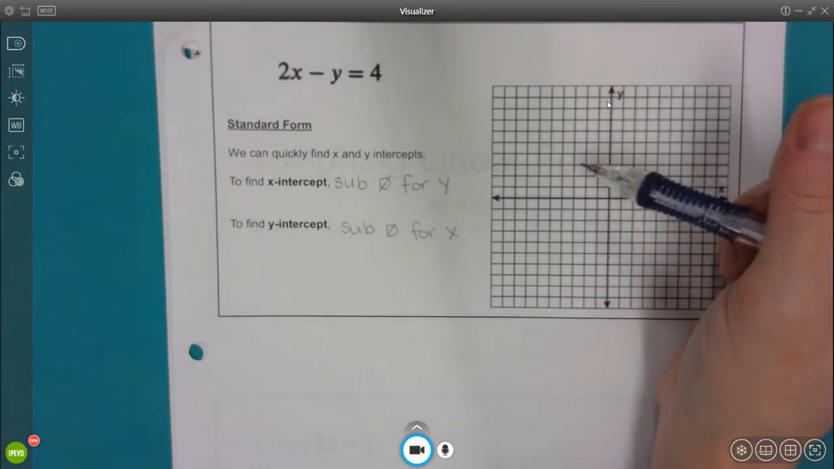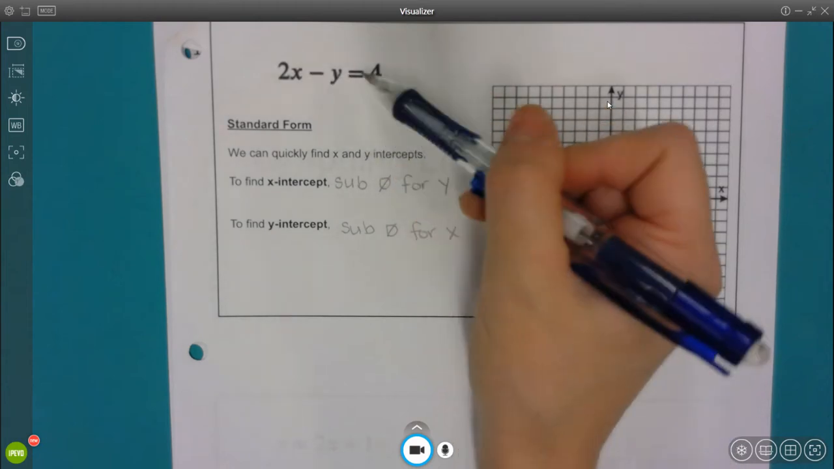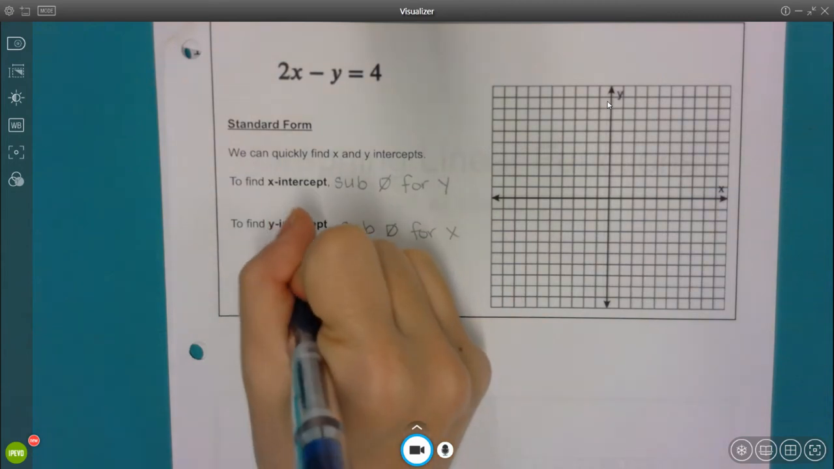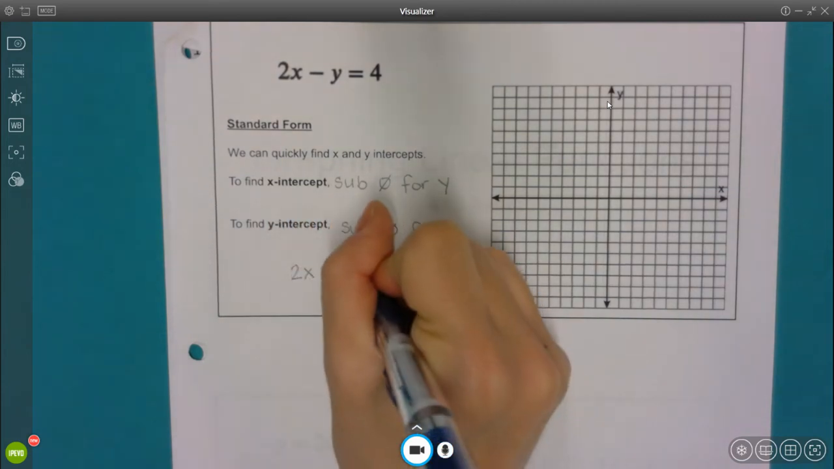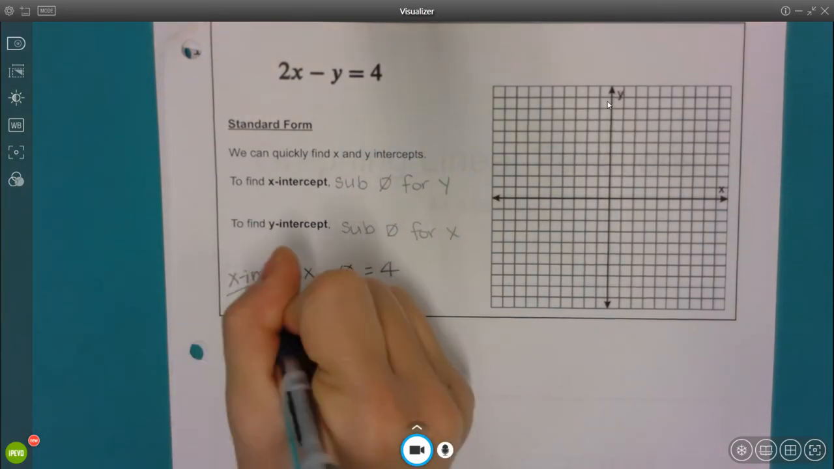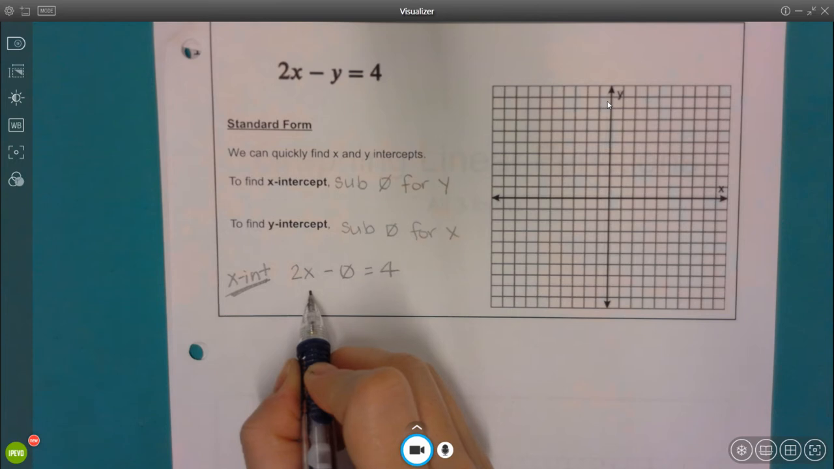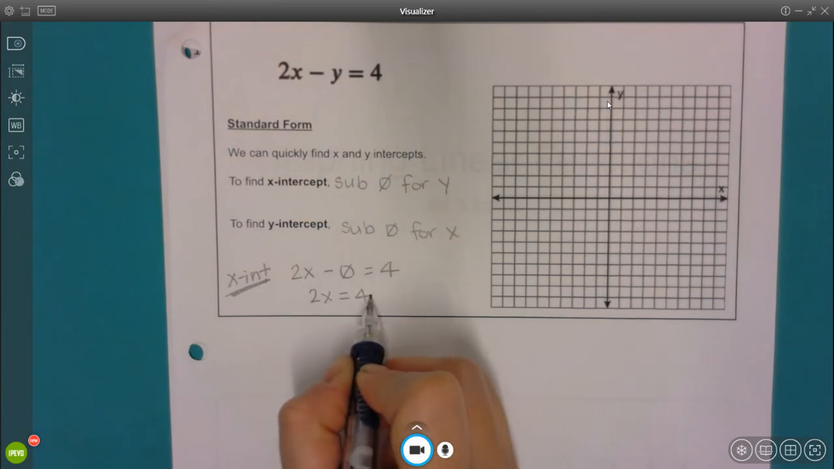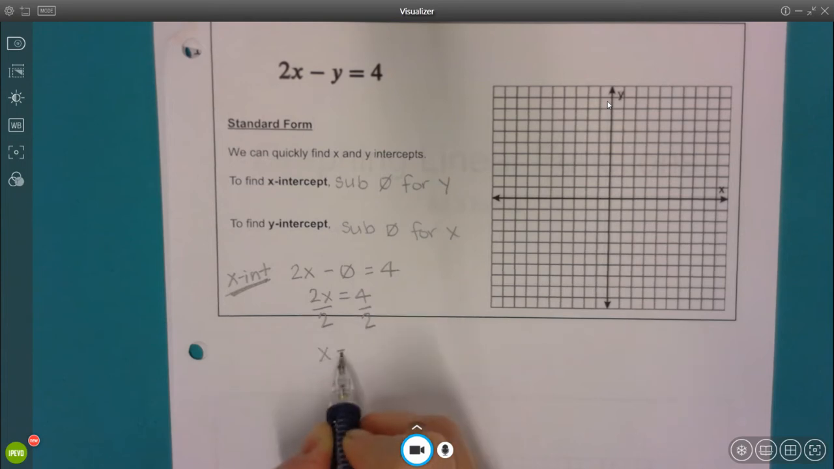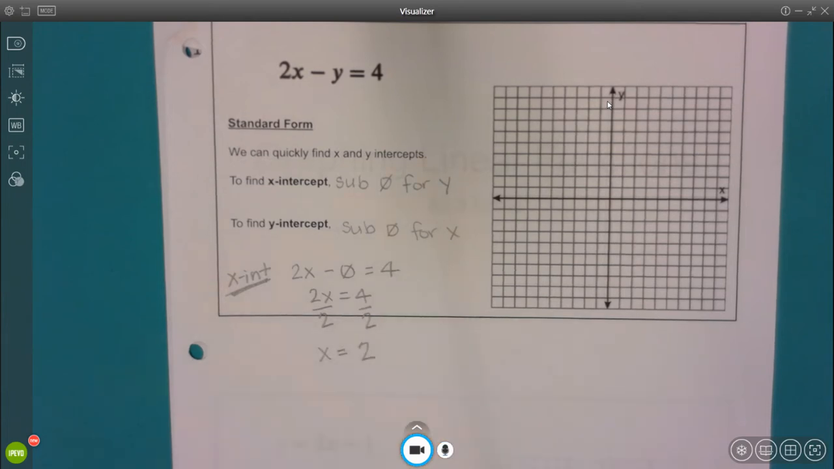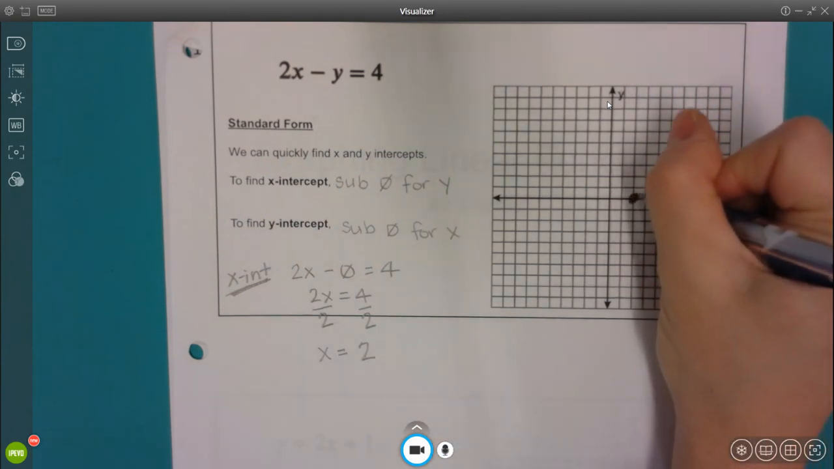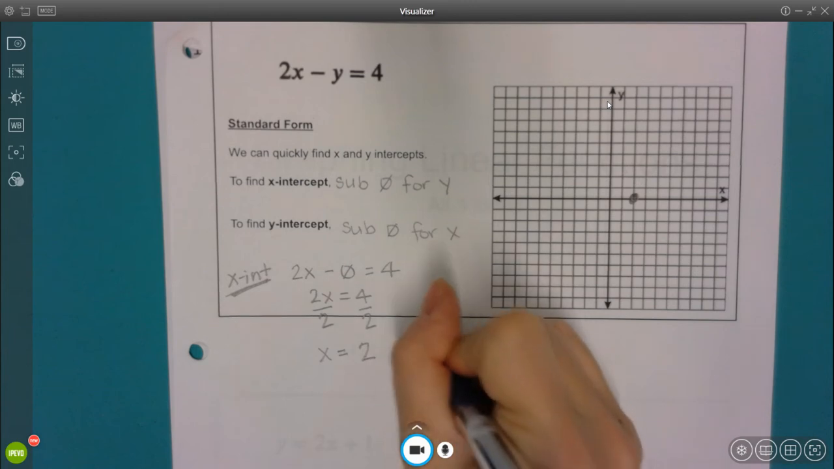So I'm going to start by taking out y and putting in 0 here for y. So I have 2x minus 0 equals 4. And this is to find my x-intercept. So this is going to say that 2x is equal to 4. And then dividing by 2, I get that x is equal to 2. So this tells me where I cross the x-axis, right here at the point (2, 0).